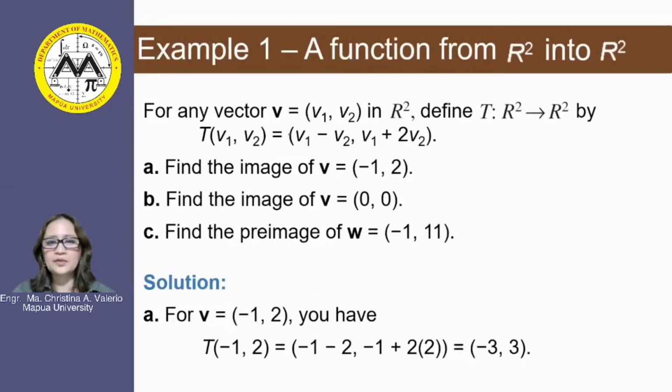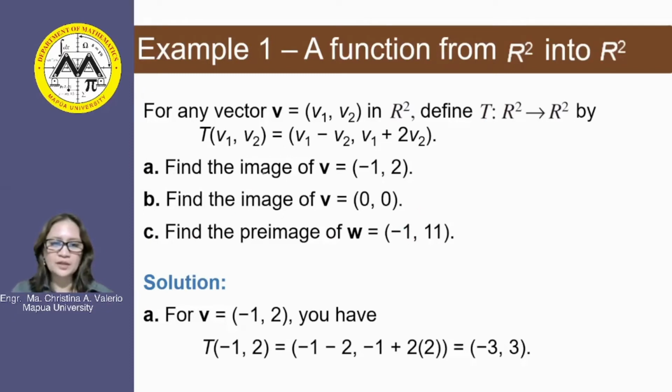For any vector v whose components are v sub 1 and v sub 2 in R squared, define T, which is a function that maps R squared to R squared, by T of v sub 1, v sub 2, which is equivalent to v sub 1 minus v sub 2 as the first component and v sub 1 plus 2 v sub 2 as the second component. A. Find the image of v whose components are negative 1 and 2. B. Find the image of v whose components are 0 and 0. And C. Find the pre-image of w whose components are negative 1 and 11.